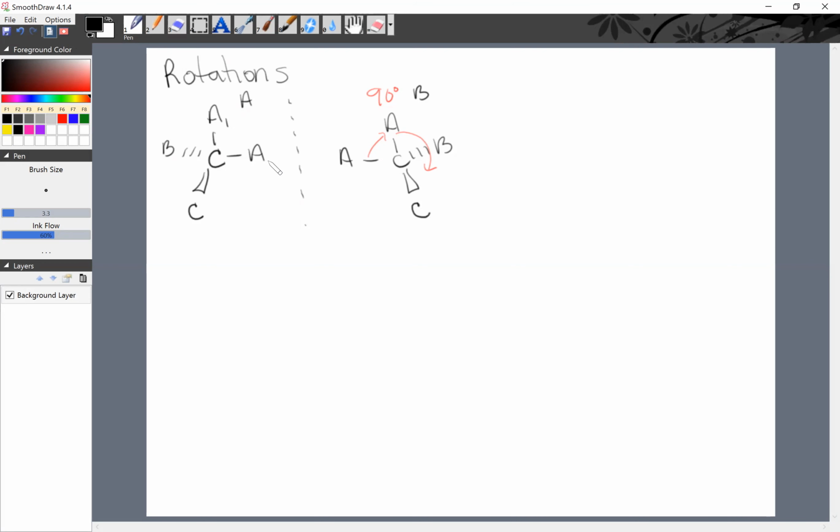Let's label these A1, A2. So this is A2, A1. I'm pulling A1 down right there. A2 pops up. Now B is going to stay behind, but it's going to come this direction. And C is still going to be at me, but it's going to come this direction. And lo and behold, I drew the same thing twice. So guess what? This one is achiral, because that is not a non-superimposable mirror image. That is a superimposable mirror image, which means the same thing. So that's like a 90-degree rotation. Let's try another one.